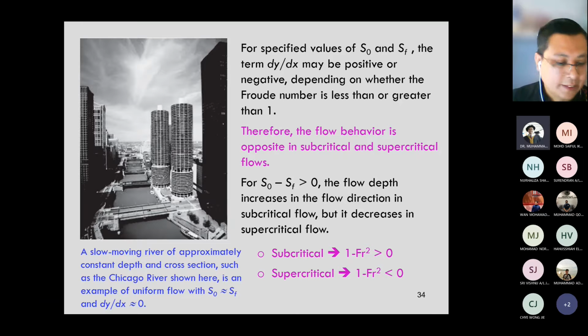Okay, this one is to describe the flow condition in a certain channel. If the example given is a river, like the Chicago River shown, is the condition critical, subcritical, or maybe supercritical? If we can see, the Chicago River is maybe subcritical. You can measure to describe the river flow.